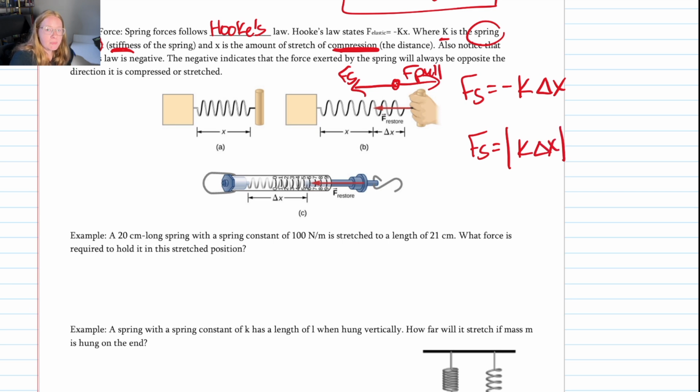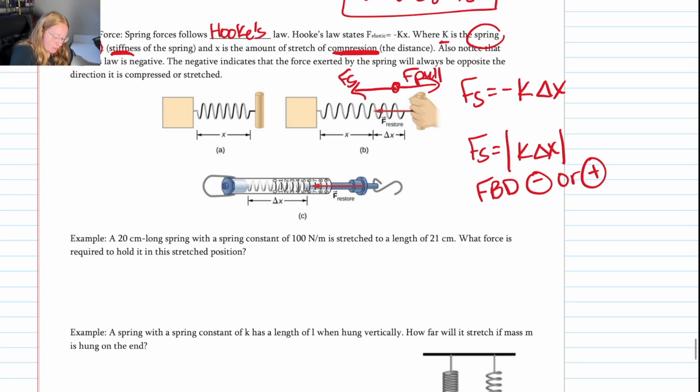But I have seen some texts where Hooke's law is written with the absolute value of k delta x. And that's honestly better for my brain. You can use either one. With the absolute value, all you have to do is look at a free body diagram to know if it's negative or positive, and you don't need to worry about making Hooke's law negative. I find that if I use the version with the negative, I tend to mess it up. With delta x, you need to think about whether it is positive or negative, and that will change the answer.